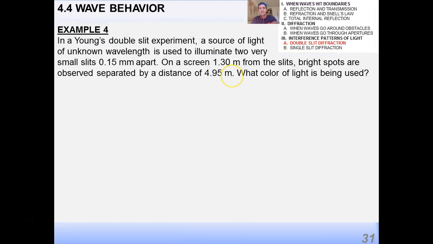All right, let's do an example. Pause the video and see if you can do this one on your own. Okay, so double slit experiment: a source of light of unknown wavelength is used to illuminate two very small slits 0.15 millimeters apart. They're giving you the distance to the screen, and they're saying the bright spots are observed separated by a distance of 4.95. What color of light is being used?